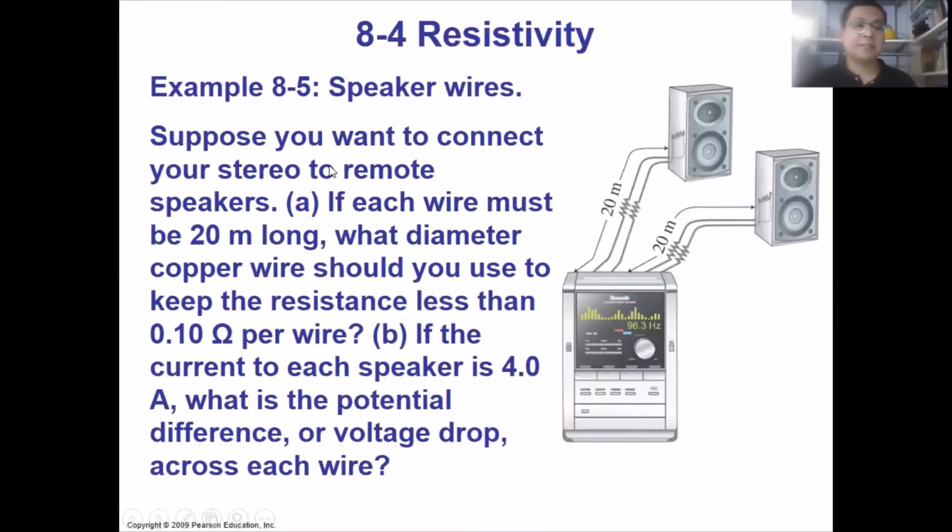Okay, we have an example here: speaker wires. Suppose you want to connect your stereo to remote speakers. Question A: if each wire must be 20 meters long, what diameter of copper wire should you use to keep the resistance less than 0.1 ohm per wire? Second question: if the current to each speaker is 4 ampere, what is the potential difference, or voltage drop, across each wire? Okay, let's check the solution.